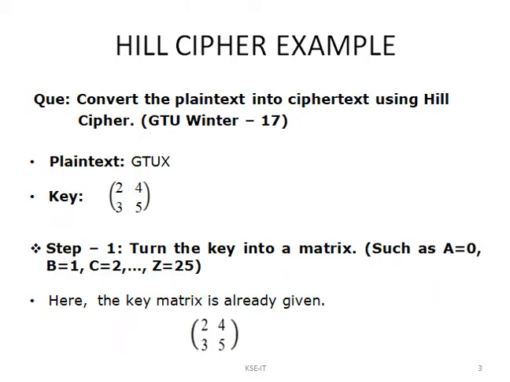Let us understand encryption with the help of an example. This question was asked in the GTU Winter 17 exam. Here the plain text is given, GTUX, and the key is already given, that is 2435. The first step is to turn the key into the matrix, such that A is equal to 0, B equal to 1, C equal to 2, up to Z equal to 25. But here the key is already given, so we are using this key.